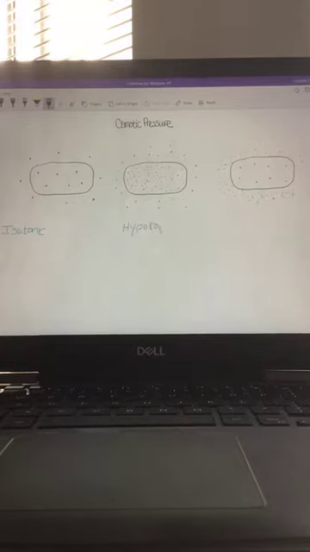The next one is hypotonic. In this one, you see there is a high concentration of solute inside the cell versus outside. And then hypertonic. We see more of the solute outside of the cell versus inside of the cell. That's basically what it is.